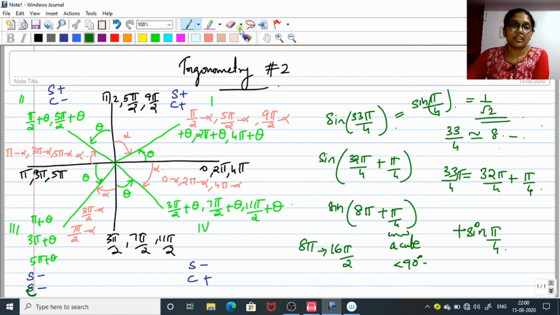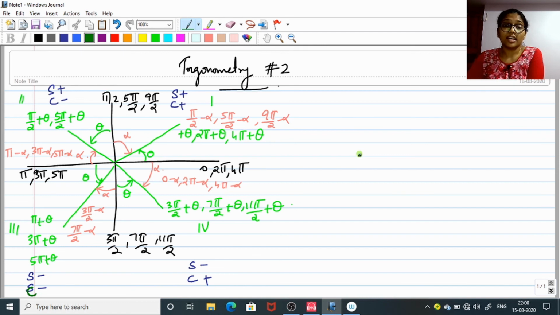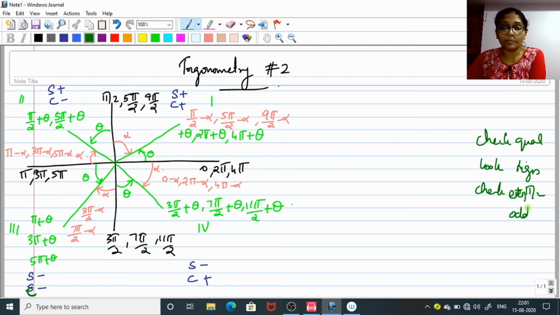Next question. I am reminding you once again, you have to check for the quadrant first. Look for the sign next. Now check whether it is an even π/2 or odd π/2. If it is an even multiple of π/2, just copy down, or if it is an odd multiple, just switch it. That's it. I'm giving you another question, cos 23π/6.